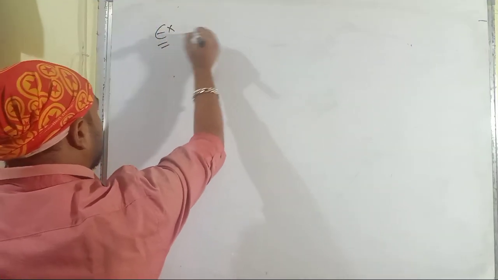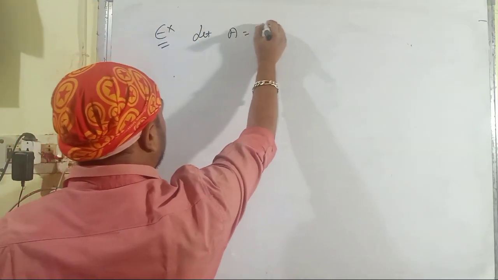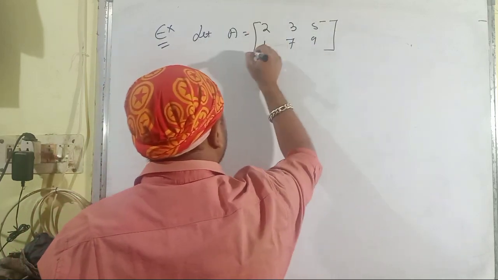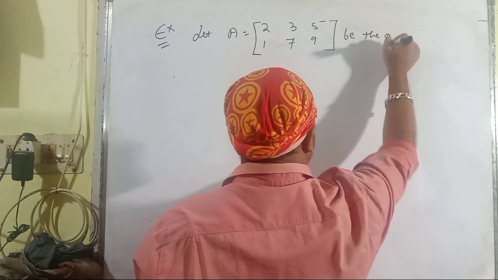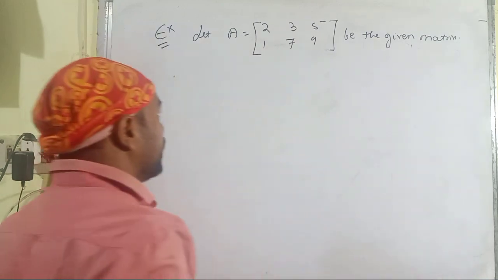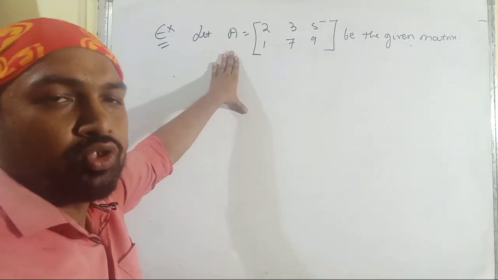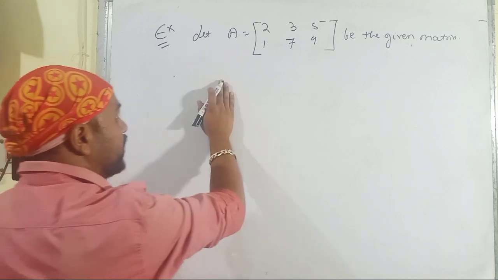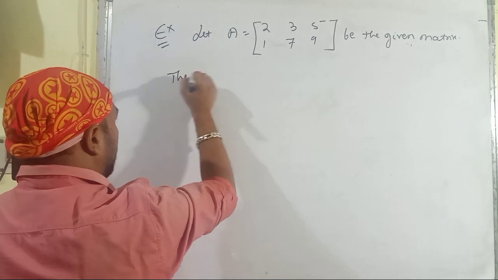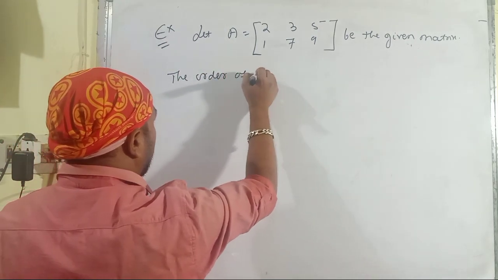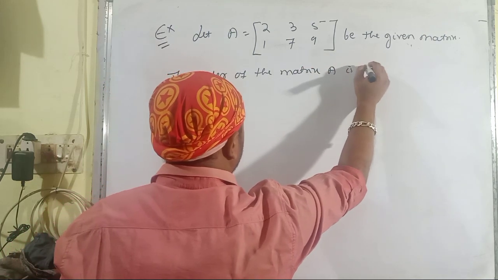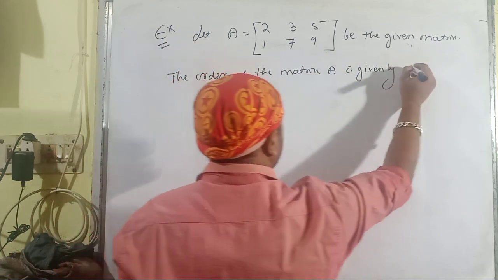So here is the example. Let A be equal to the matrix 2, 3, 5, 1, 7, 9 be the given matrix. Then we have to find the transpose of the matrix A. So before finding the transpose, let us define the order of the matrix A. The order of the matrix A is given by 2 cross 3.